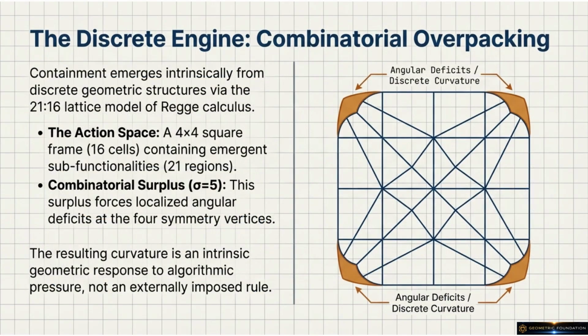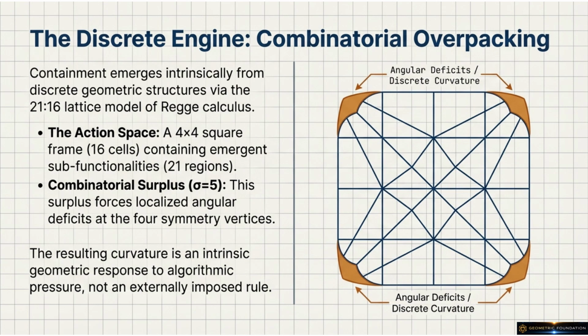Our fourth slide delves into how containment emerges from discrete geometric structures. The discrete engine, combinatorial overpacking, signals a shift to discrete combinatorics. The central claim: containment emerges intrinsically via the 2116 lattice model of regicalculus. Regicalculus approximates smooth spacetime through discrete simplicial complexes. Our innovation applies this formalism to AI containment.